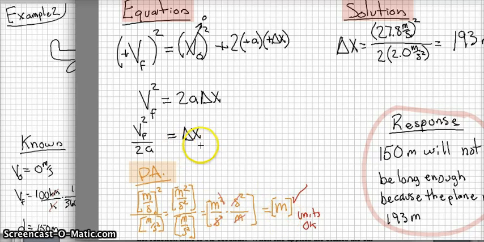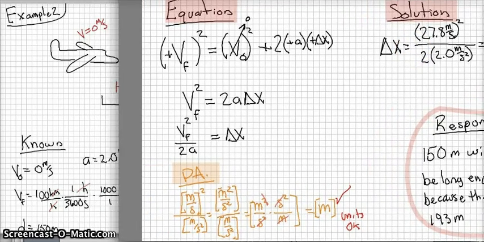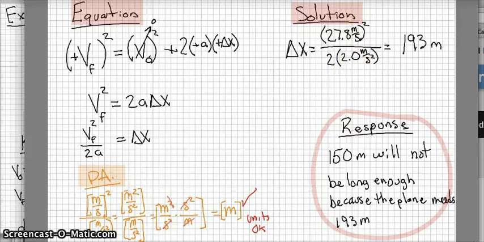And I go back and say, well, I'm looking for a displacement, and meters are units of displacement. So the units do check out. So it tells me that I probably have done this algebra correctly. Of course, it's not always a fail-safe, but it's a good opportunity to check yourself. So I put my numbers in here. These are substituted in from our known section. I end up calculating delta x and find out that it is equivalent to 193 meters.